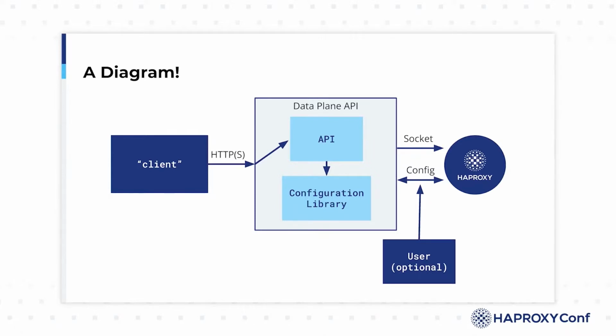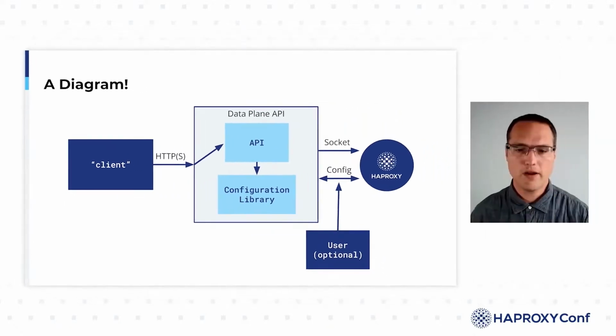So if you want to add a backend server, for example, you tell the Data Plane API the server name and server IP that you want to add, and it will write the change to the configuration and reload HAProxy. If you instead change a server address or weight or change an ACL map file or that kind of thing, it will write the change to the disk, and then it will use the socket to make the change instead of reloading HAProxy. So it will minimize reloads whenever possible.